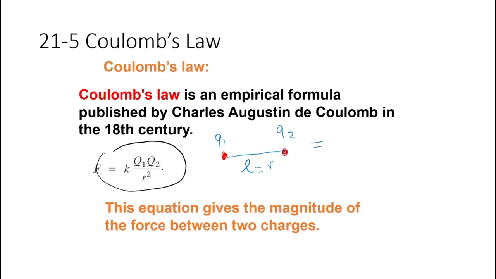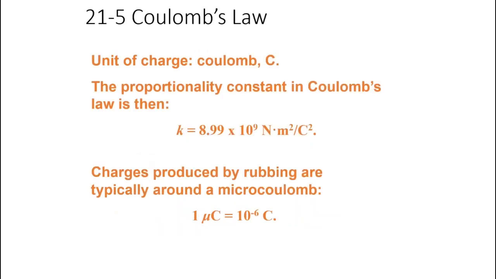The force of interaction using Coulomb's law is proportional to the product of the two charges and inversely proportional to the square of the distance. K is the constant of proportionality and is given by 8.99 times 10 to the 9 newton meter squared per coulomb squared. And you also need to remember that 1 microcoulomb is 10 to the negative 6 coulomb.